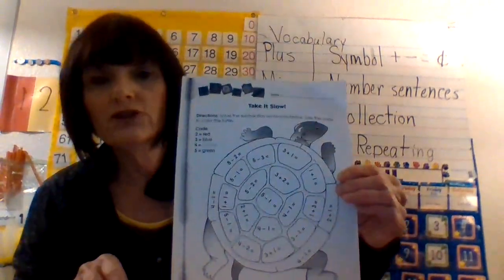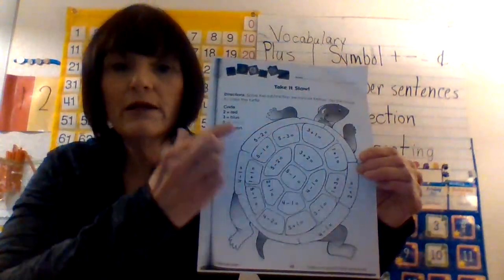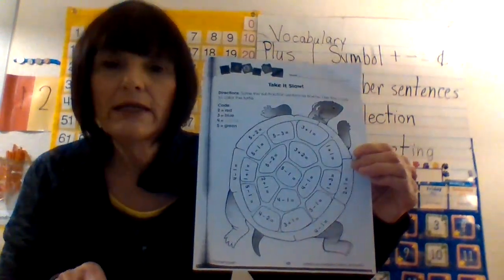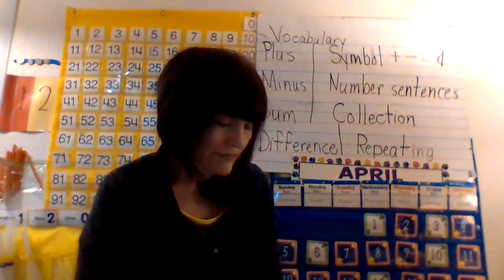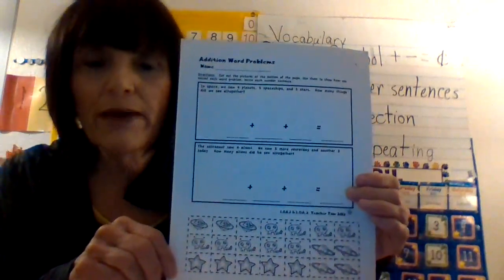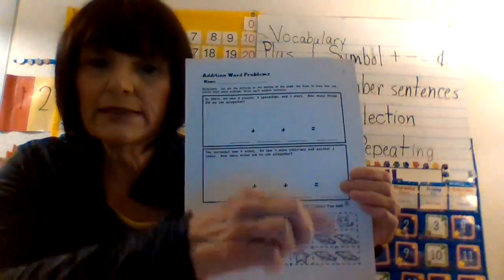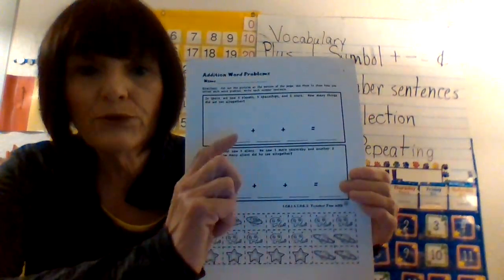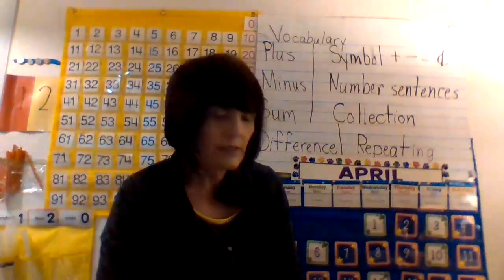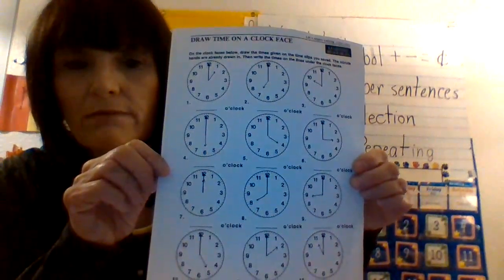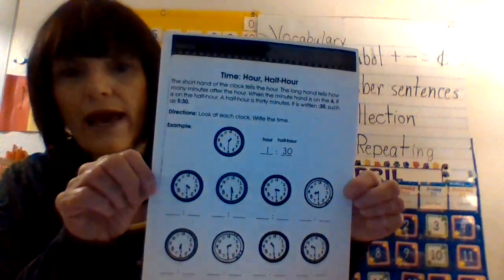Here is a cute little turtle with addition and subtraction number sentences on his shell, and you can color his shell depending on the sum or the difference of the answers. This page is a space page about addition, and it's a number story. You have to write the number sentence here, but guess what? You have to add 3 numbers together this time. Some more time to the hour. And time to the half hour.